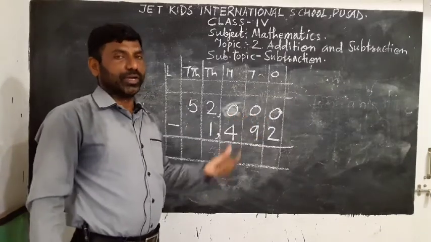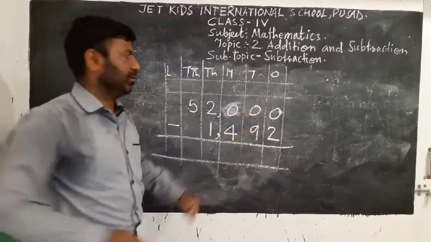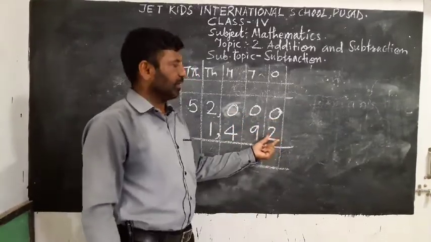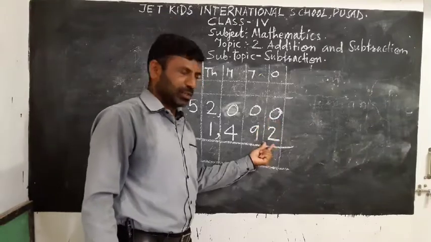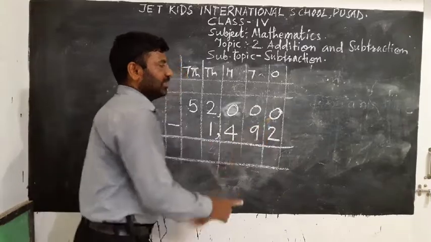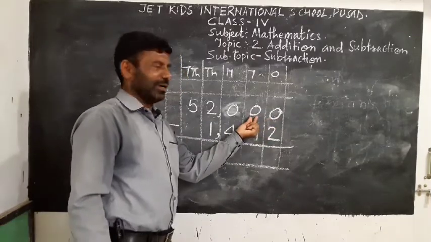Understand? So what we are doing is borrowing from the neighbor. 2 0 minus 2, possible? No, because 0 is less than 2. We cannot subtract. So how are we borrowing? This 0 will borrow from its neighbor.